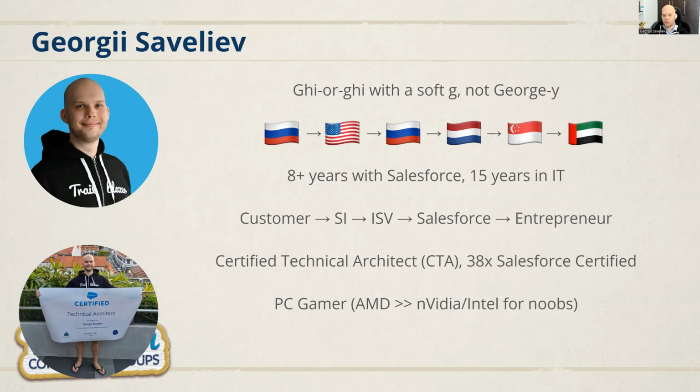I've been in the Salesforce ecosystem for about 8 years full time. I first touched Salesforce in 2013, so almost 10 years since then. And I've been in the IT world for 15 years. I started my journey at a customer at General Electric. I moved to an SI, spent some time there, then moved to an ISV, specifically Velocity, joined Salesforce through the Velocity acquisition, and now I'm an entrepreneur. In terms of Salesforce knowledge, I'm a Salesforce Certified Technical Architect, or a CTA, and I have 38 Salesforce certifications, including CTA. And then on the personal side, I love PC gaming. I'm a big AMD fan. Also love traveling and roller skating in terms of physical exercise.